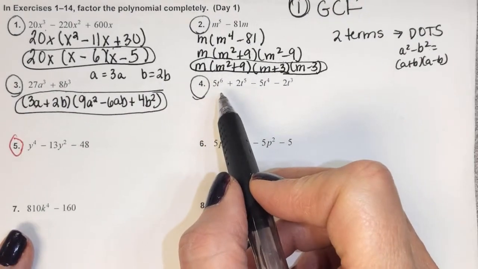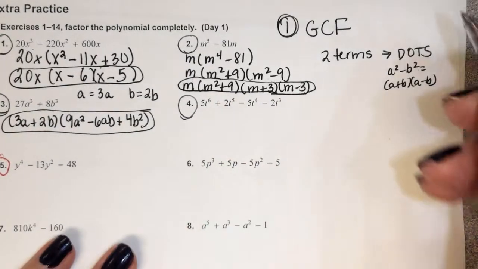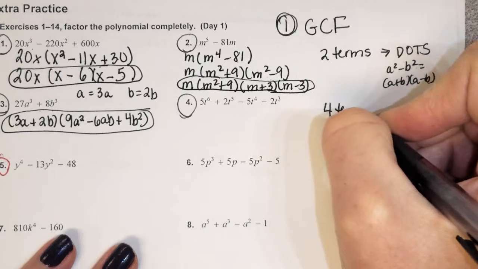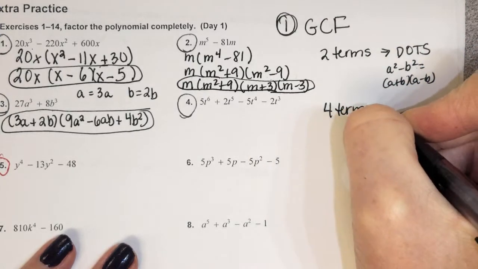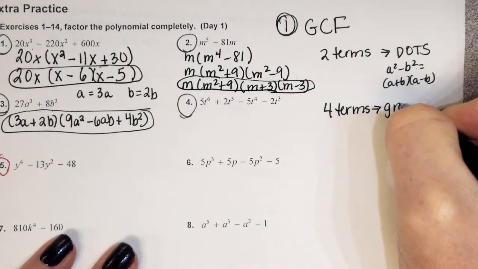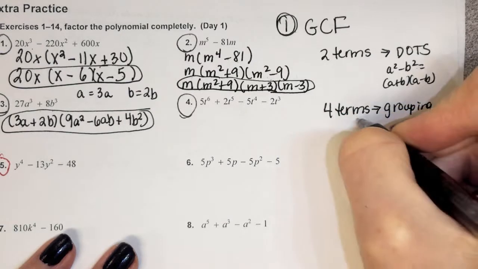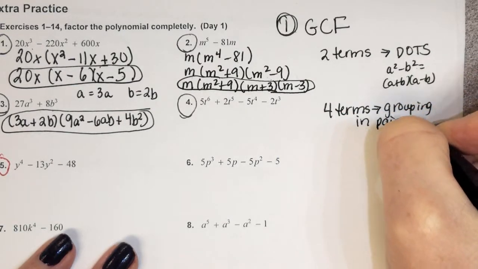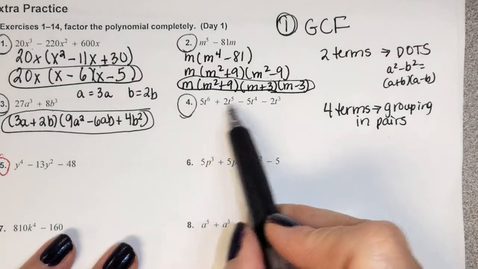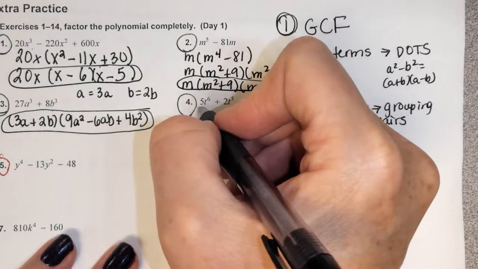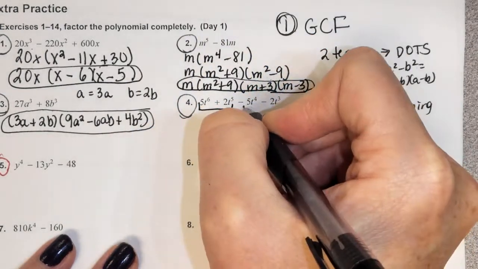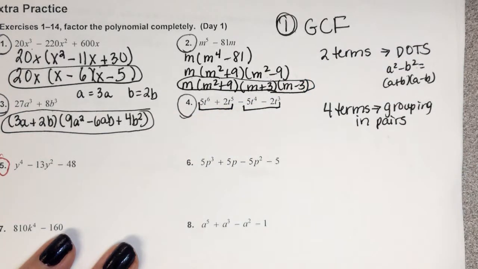All right, let's take a look at number 4. Here's something you have to know: when you have 4 terms, you're going to look for this grouping in pairs. So I've got these 4 terms. I'm going to break them up into pairs. I'm looking at this pair, and I'm looking at this pair.